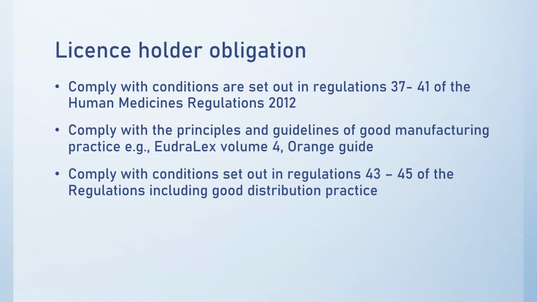License holder obligation. License holder should comply with conditions set out in Regulation 37 to 41 of the Human Medicines Regulations 2012, and comply with the principles and the guidelines of good manufacturing practice, for example, EudraLex Volume 4 and Orange Guide. Comply with conditions set out in Regulation 43 to 45 of the regulation, including good distribution practice.